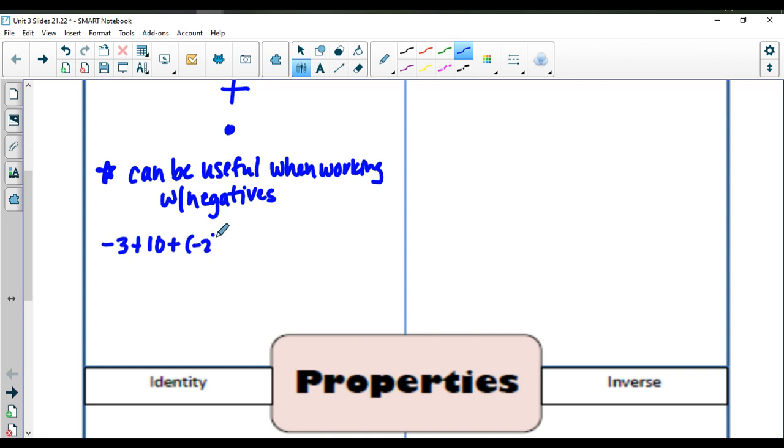So my first example I'm going to do here with you is going to be -3 plus 10 plus a -2. And what I would suggest doing here would be to add the -3 plus the -2 plus the 10. So why this makes it easier is you can add those together, -5 plus 10, and then you're just going to get a 5 for your final answer. So that's why the commutative property would be useful here.